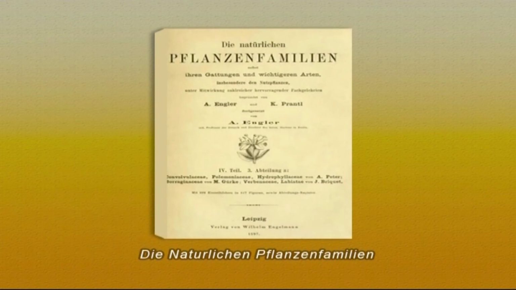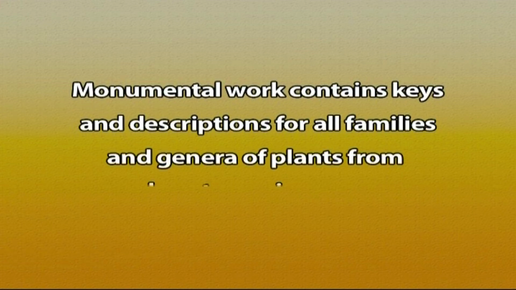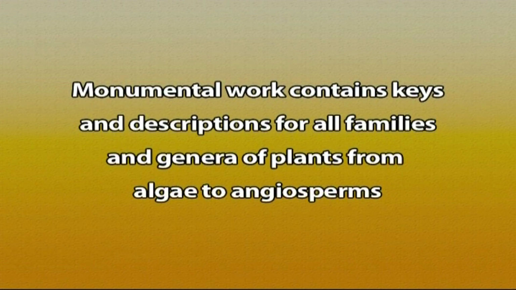Then we have a publication by Engler and Prantl, what is known as Die Natürlichen Pflanzenfamilien. It ran into about 23 volumes and was published from the year 1887 to 1915. This monumental work contains keys and descriptions for all the families and genera of plants from algae to angiosperms. It was basically written in the German language, wherein we have good illustrations and extensive literature citations.